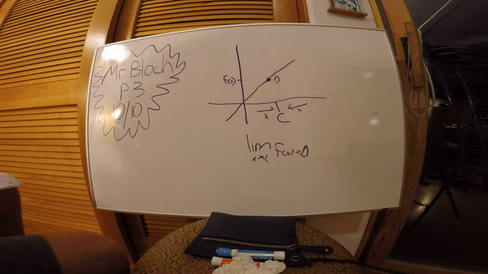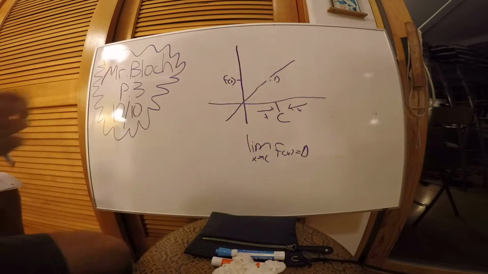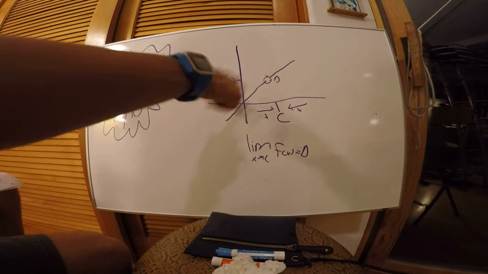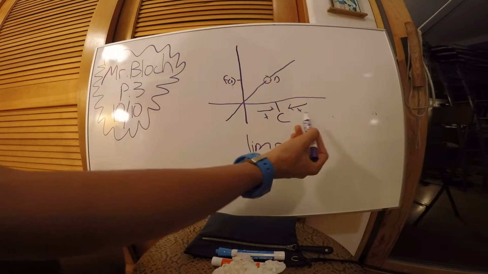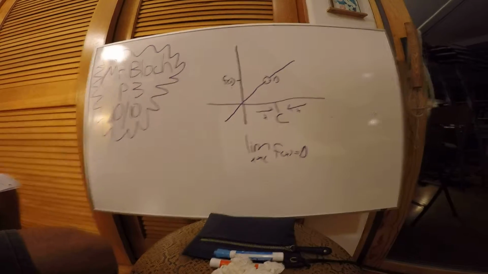So even if f does not exist there, if there's a hole at d, we can still have a limit at d because both x from the left side and x from the right side are going to that number.